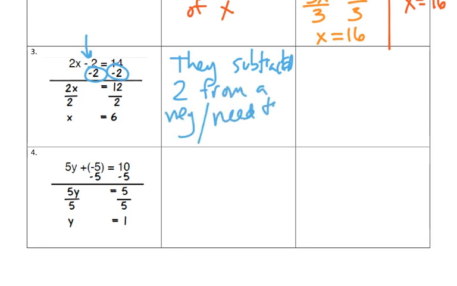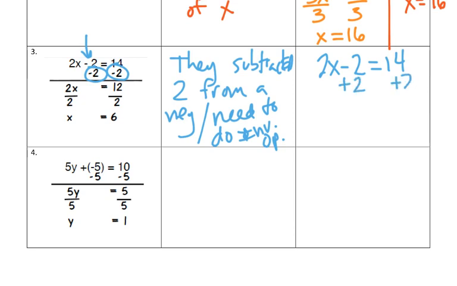We need to do the opposite, the inverse operation, right? Inverse operation. So it should have gone like this. We should add 2 to both sides.